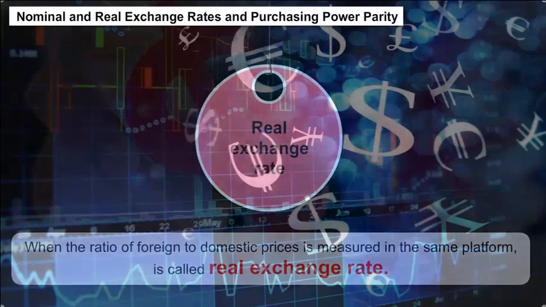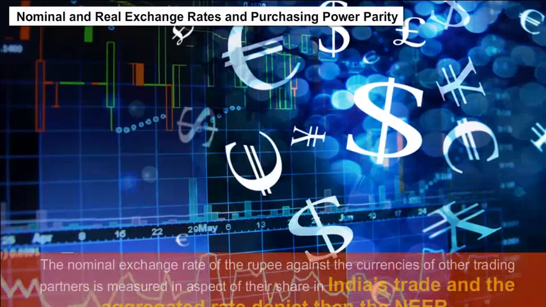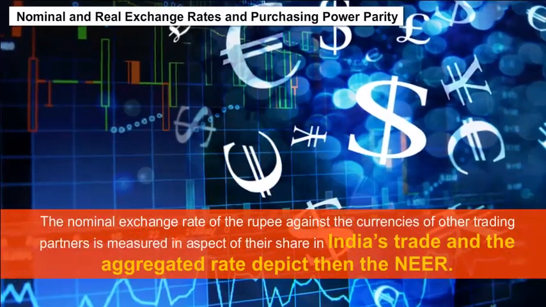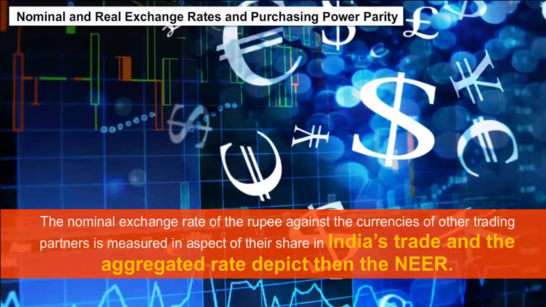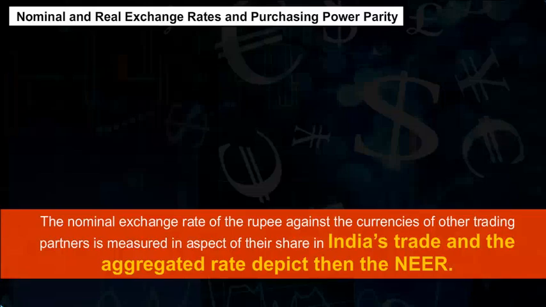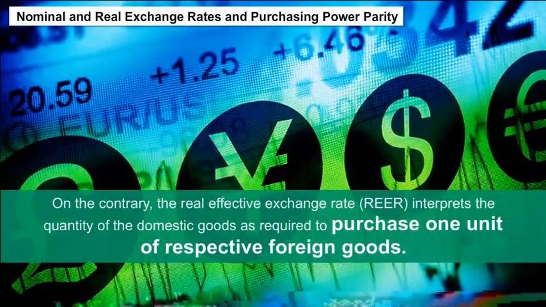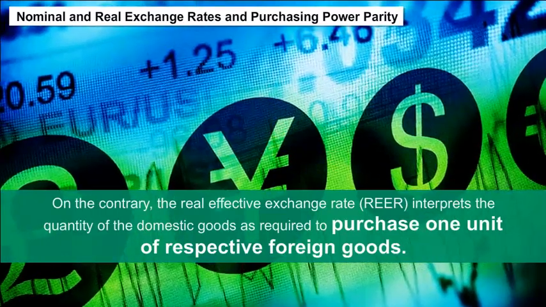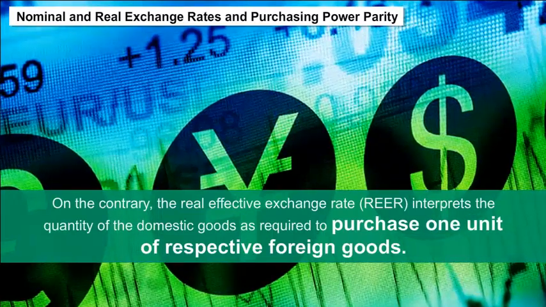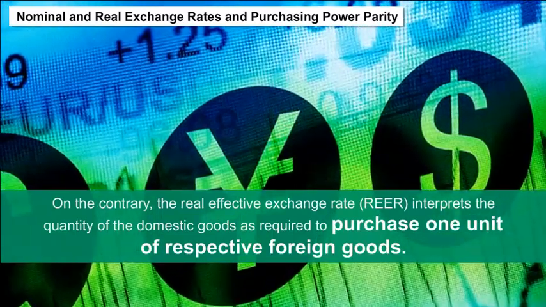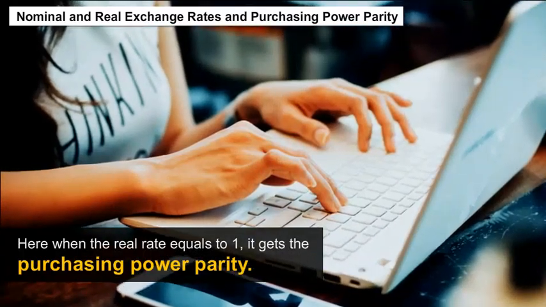real exchange rate. To calculate the nominal effective exchange rate, NEER, the nominal exchange rate of the rupee against the currencies of other trading partners is measured in terms of their share in India's trade, and the aggregated rate depicts the NEER. On the contrary, the real effective exchange rate, REER, interprets the quantity of domestic goods required to purchase 1 unit of the respective foreign goods. When the real rate equals 1, it gets the purchasing power parity.